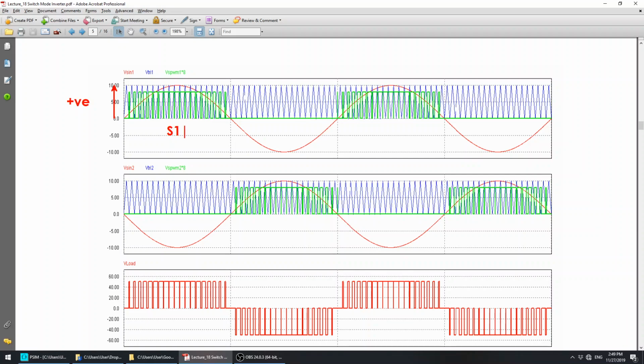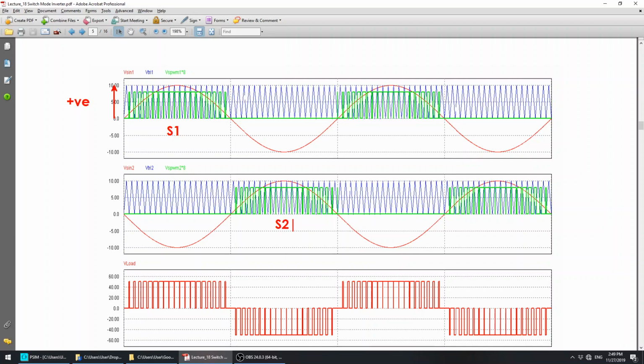And for the other comparator, you have a different modulating signal. The modulating signal is the opposite of the modulating signal for the first comparator. So you start with a negative half cycle and then you have a positive half cycle, compared to the first comparator, whereby it is a normal sinusoidal modulating signal. Therefore you will produce the green waveform, and this green waveform will be connected to S2.